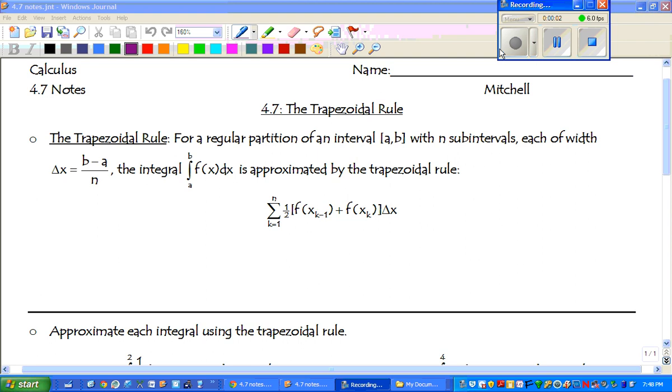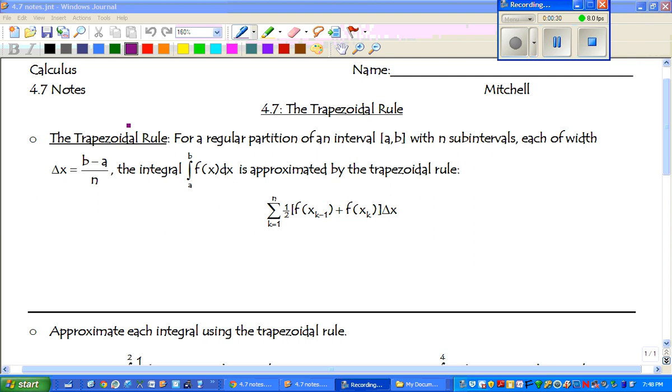All right, today we're kind of backtracking a little bit. 4.7 goes back to when we were learning integrals as area under the curve, and we started approximating them. This is something we were supposed to do first semester, but we were a day behind, so I put it off till now. But I am coming back to it because it is something that pops up on the AP test quite a bit. So 4.7 is talking about the trapezoidal rule.